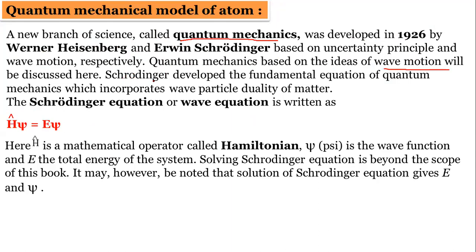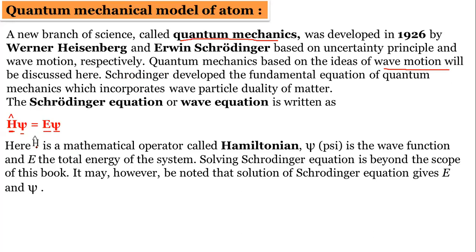So this Schrodinger equation is a very long equation. In the 11th standard it is not given, but only the functions are given here. The Schrodinger equation, also called the wave equation, is given. See, this is H, the Hamiltonian, and this is the psi. This is the Hamiltonian and this is the psi. This is energy and again it is the psi. So it is explained here.